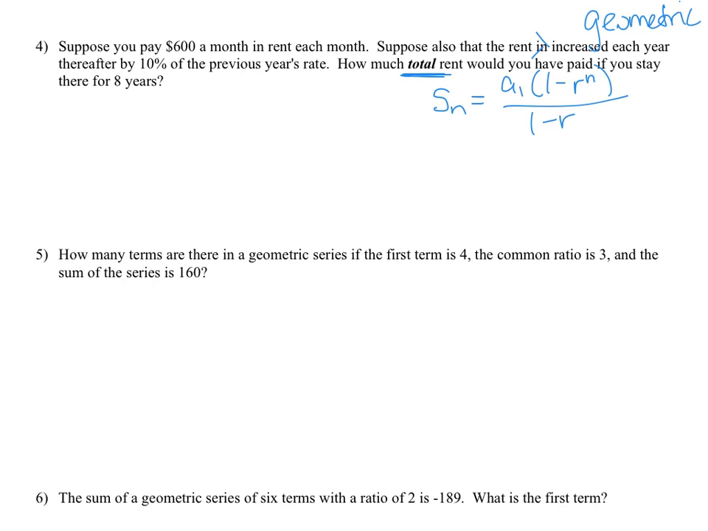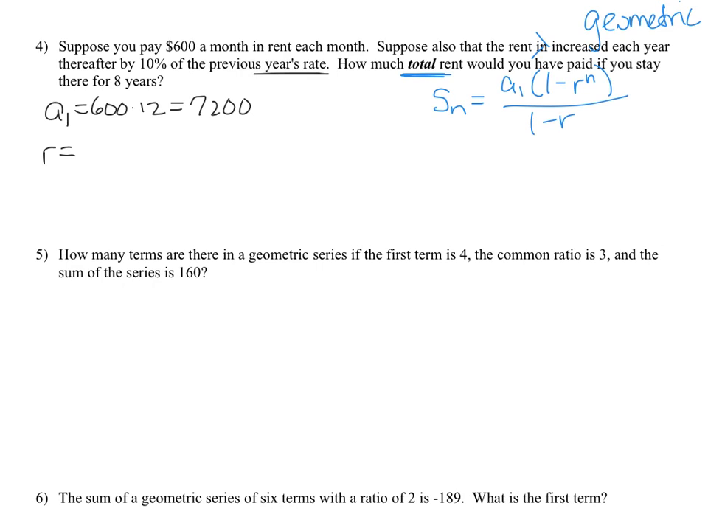So we have a sub 1. What is a sub 1? So a sub 1 is equal to the first year's rent. Okay, not the first month's rent, because it doesn't increase every month. It increases every year. Okay, so the first year's rent is 600 times 12, because it's the total rent that we want. So we just have to figure out that first year's. So that's 7,200. That's a sub 1. Okay, the next thing that we need to know is our r.